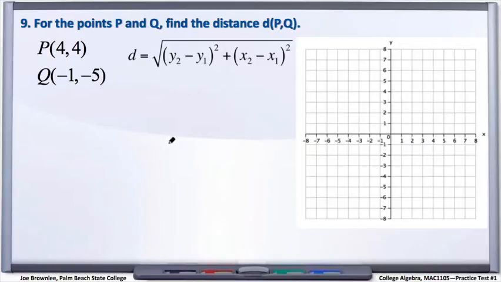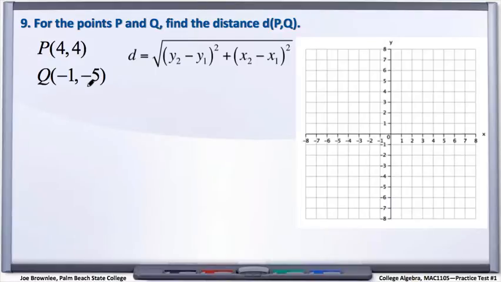All right, number 9. For the points P and Q, find the distance between P and Q. And that's all this notation here at the end means. What is the distance between the point P and Q? And so we've been given some information here, and we're told that the point P is at the ordered pair 4, 4, and that the point Q is located at -1, -5.